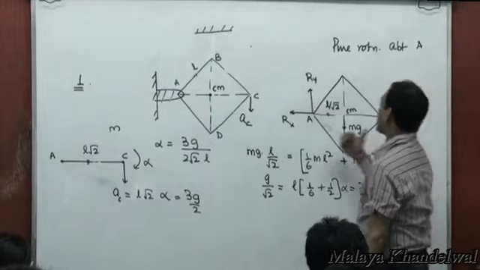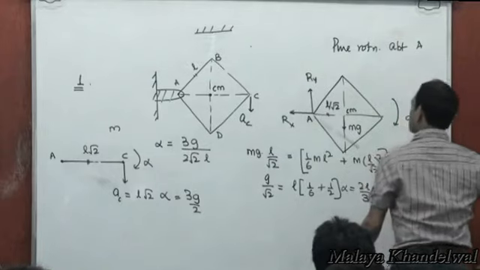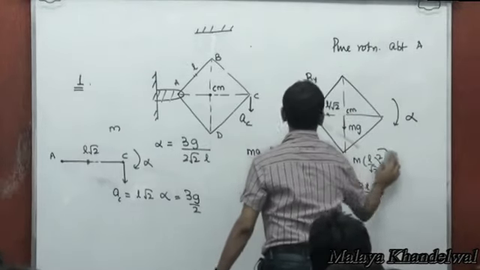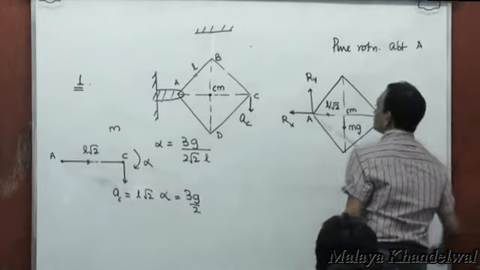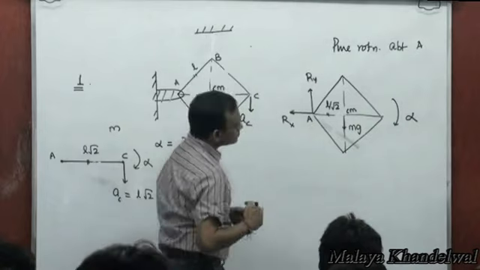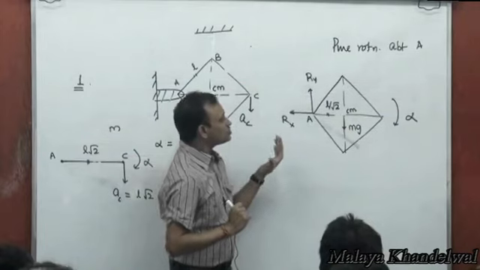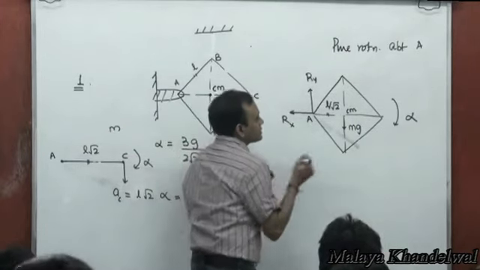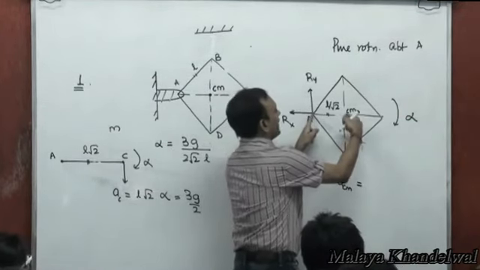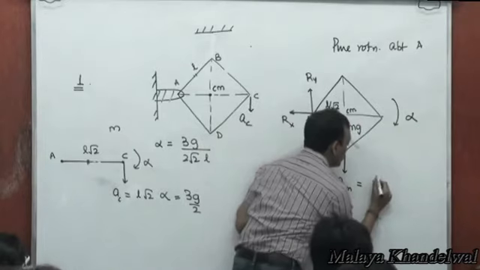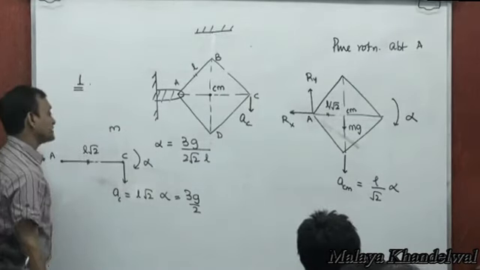Now come to the reaction at A. Realize that it's easy to figure out Ry. Ry is because the center of mass has an acceleration ACM, which would be L by root 2 into alpha, right? That's going to be the acceleration of the center of mass.